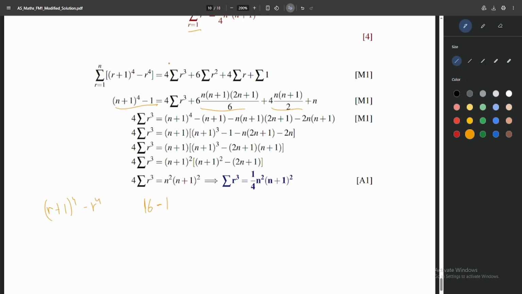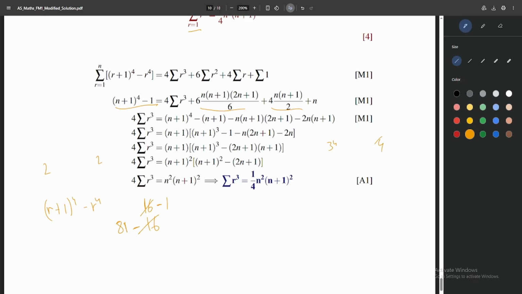And then the next term, r equals 2. So 2 plus 1 is 3, and 3 to the power 4 is 81. And then minus r to the power 4, so r is now 2, and 2 to the power 4 is 16. Over here we can already notice a pattern: the 16 and this cuts out. Let us see if it keeps on going.